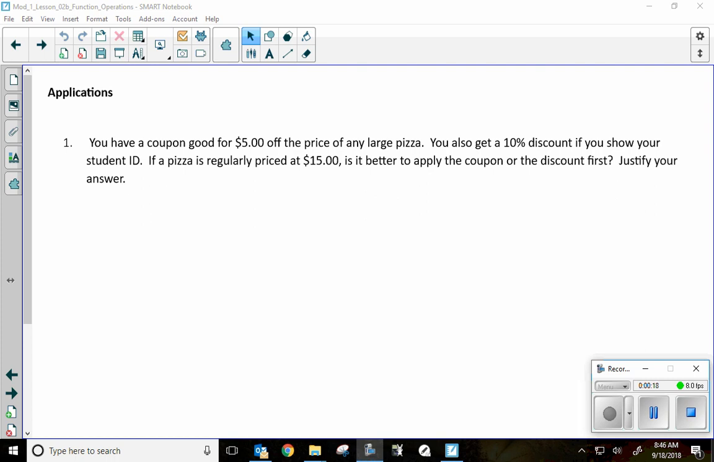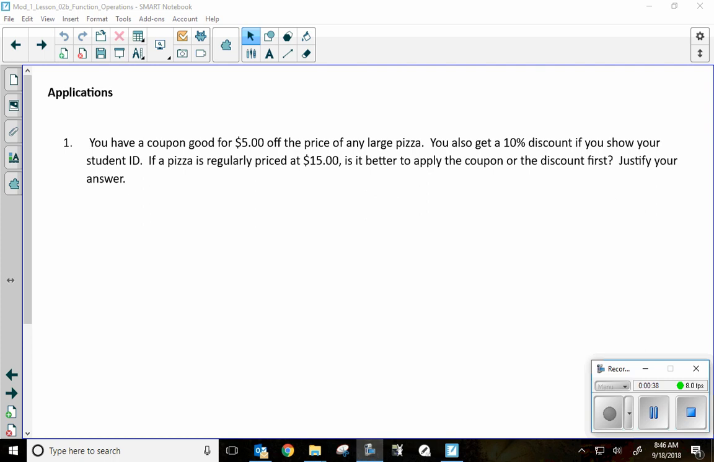You have a coupon good for $5 off the price of any large pizza. You also get a 10% discount if you show your student ID. If a pizza is regularly priced at $15, is it better to apply the coupon or the discount first?